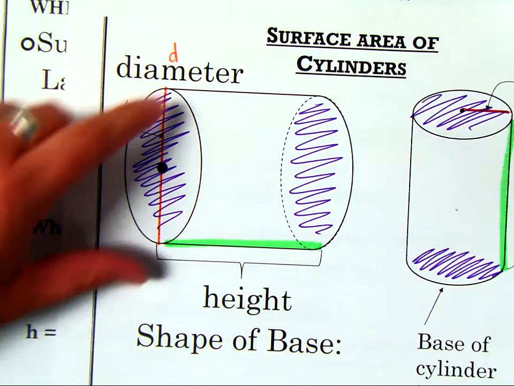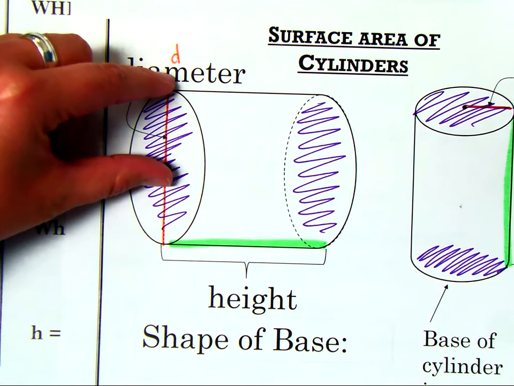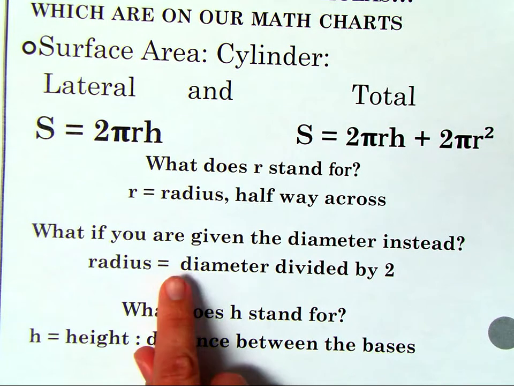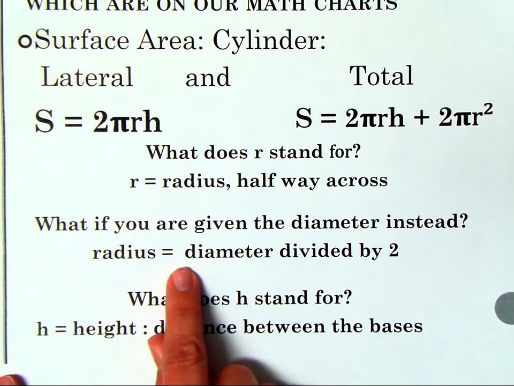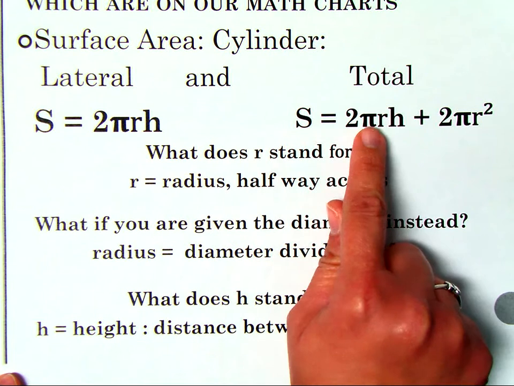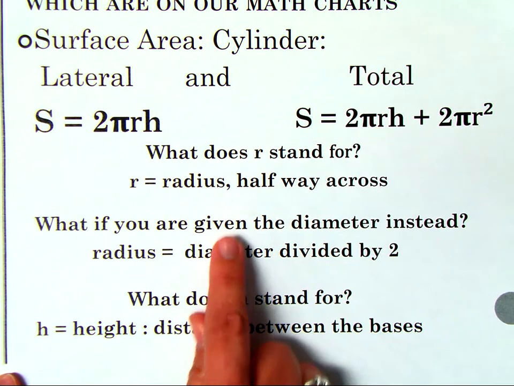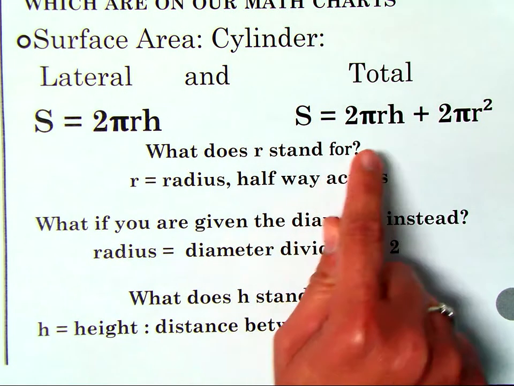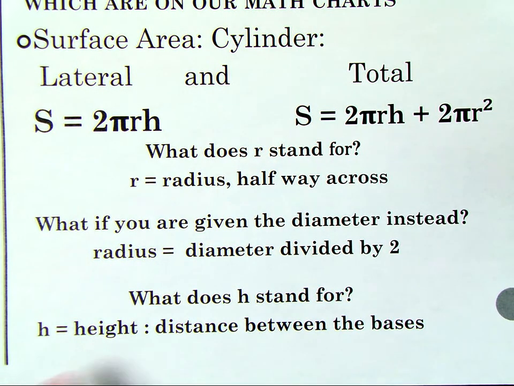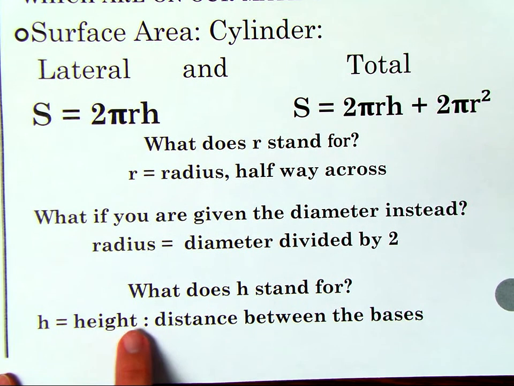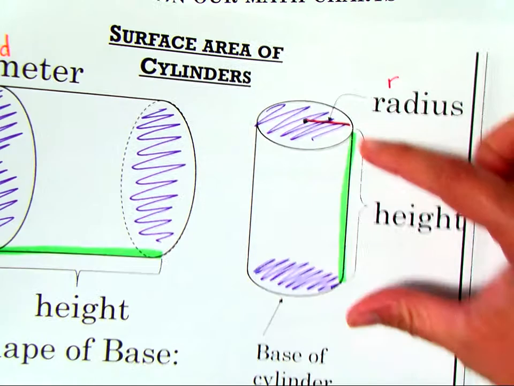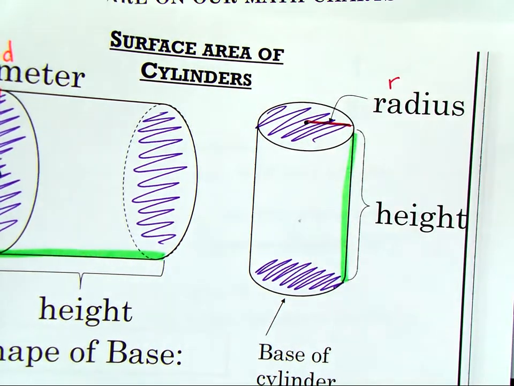So if they're giving you the diameter, well, this is a radius and this is a radius. So if you're given the diameter, you need to divide that number by 2. Neither of these formulas work with diameter, so we need to do that extra step to divide by 2 to know which number we're substituting in. Your h is your distance, your height between the bases. So just like a prism, your height is connecting the bases.